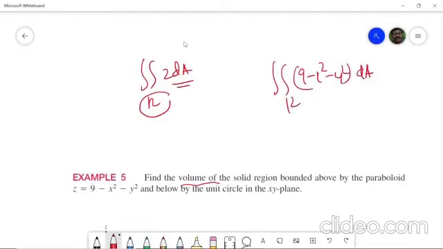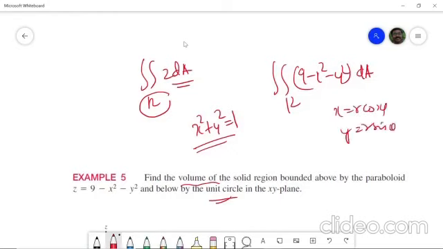Okay, now the region in the xy plane is basically the unit circle. The formula of the unit circle is x square plus y square is equal to 1. So this problem will be greatly simplified if you convert everything into polar coordinates. Your x is equal to r cos theta, your y is equal to r sin theta. So let us see what happens. This integral will become the integral of 9 minus r square into r dr d theta. Okay, so this is the volume of the solid region bounded by the paraboloid below the unit circle in the xy plane.